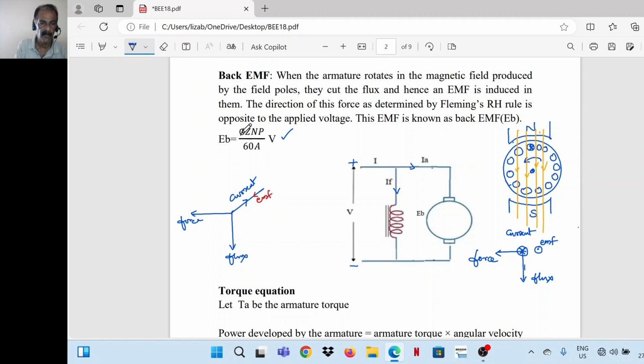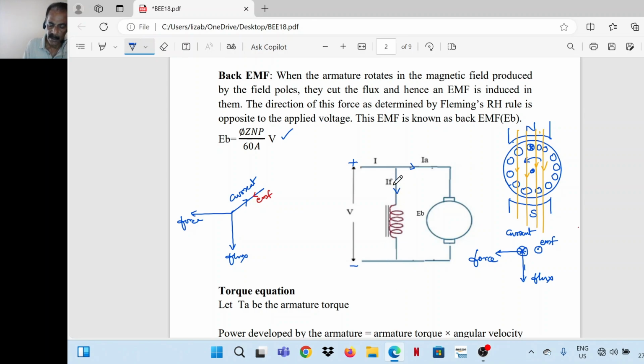E_b is equal to phi Z N P divided by 60A. And its direction can be obtained by Fleming's right hand rule. And it is like this. It is marked in red ink here. It is opposite to the direction of current. So that is why it is called back EMF. So the EMF induced in the motor conductors is called back EMF.